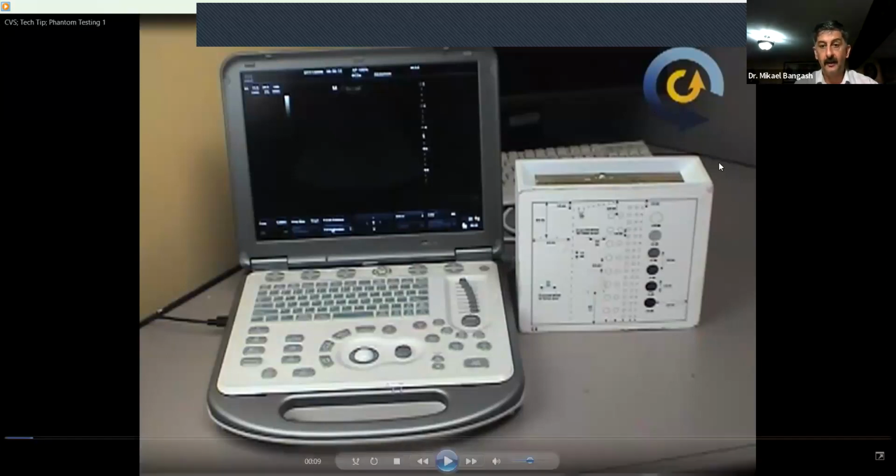Most facilities will have their own phantoms, which mainly is going to be just like this one here. This here is your portable ultrasound system, and this fellow here is the phantom.